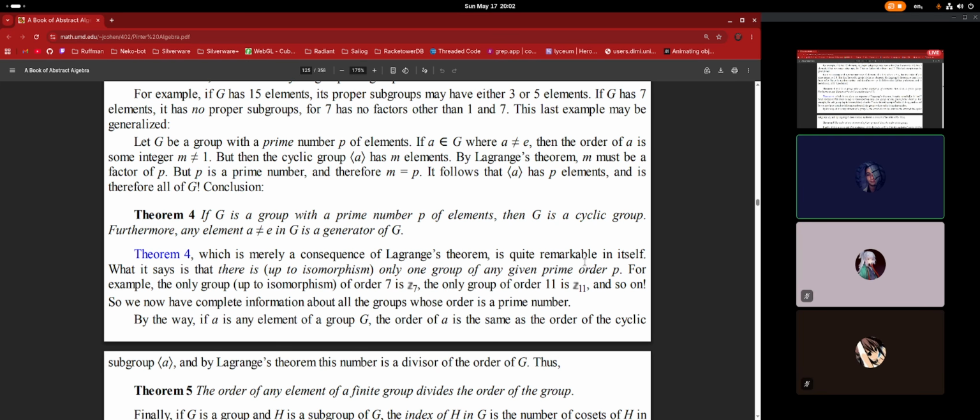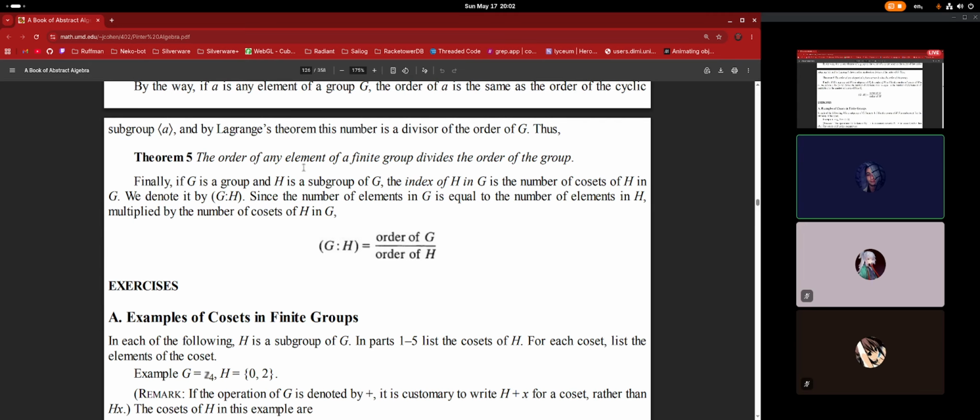By the way, if A is any element of a group G, the order of A is the same as the order of the cyclic subgroup generated by A. And by Lagrange's theorem, this number is a divisor of the order of G. Thus, the order of any element of a finite group divides the order of the group. Can somebody remind me what it means to say the order of an element? Which is the lowest positive power of that element that is equal to the identity. Ah, okay. Yeah, that is again modulo stuff.